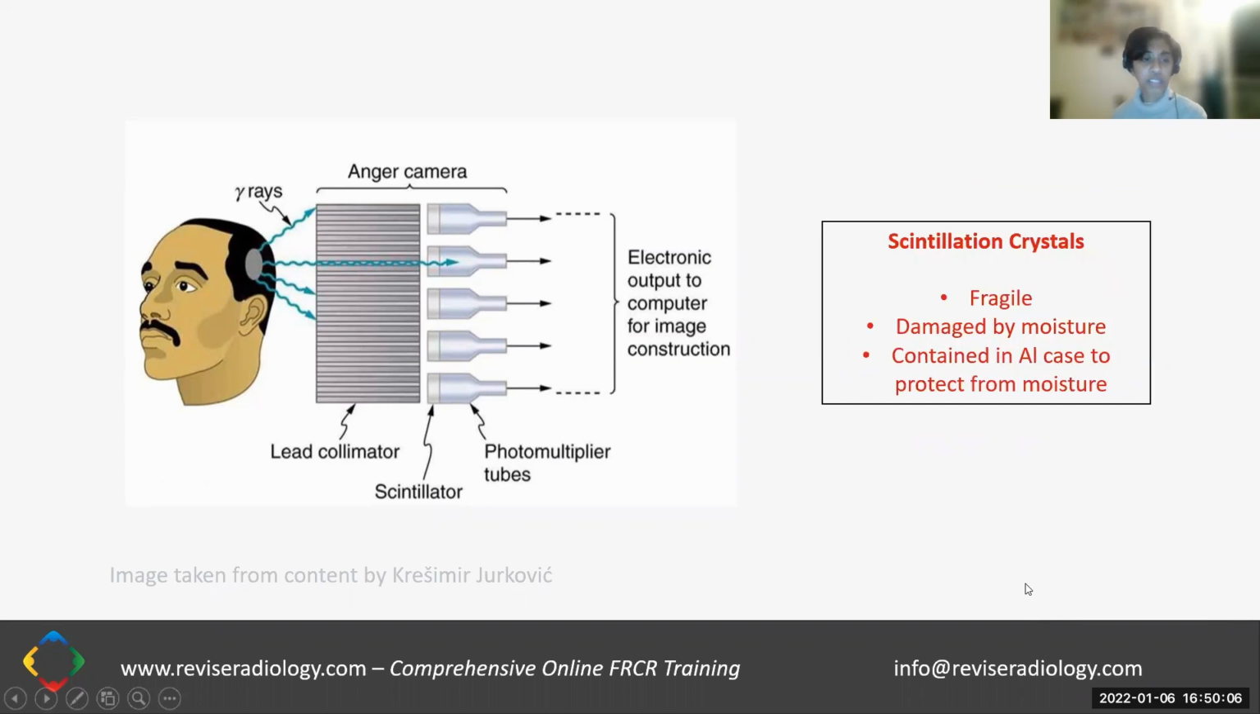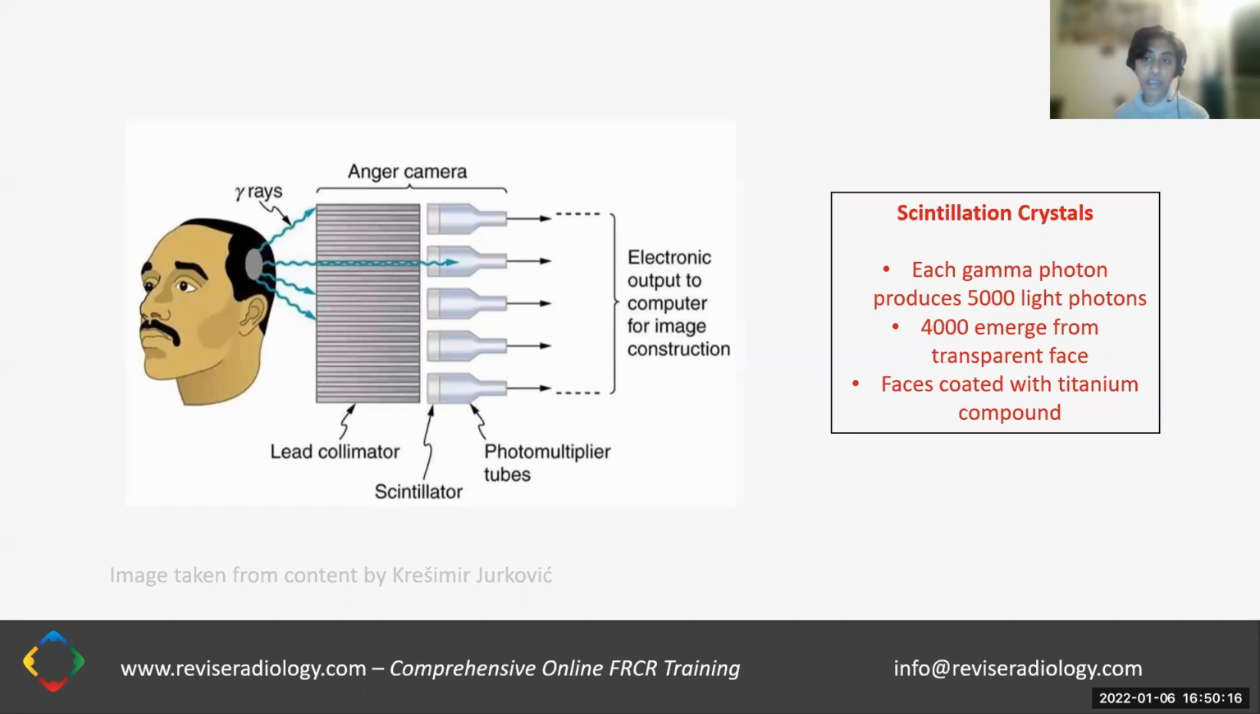Some important things to note about the crystal: it's fragile, it's easily damaged, and it's damaged by moisture as well. So it's contained in an aluminum case so that it's not exposed to moisture. Each gamma photon is going to produce 5,000 visible light photons in the scintillator crystals. The crystals have one transparent face, and all the other faces are coated with titanium.